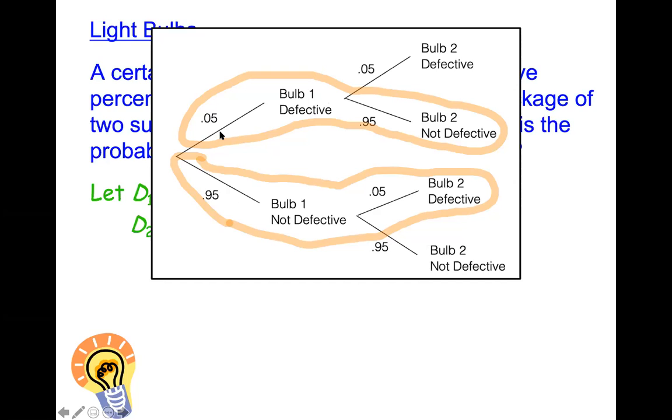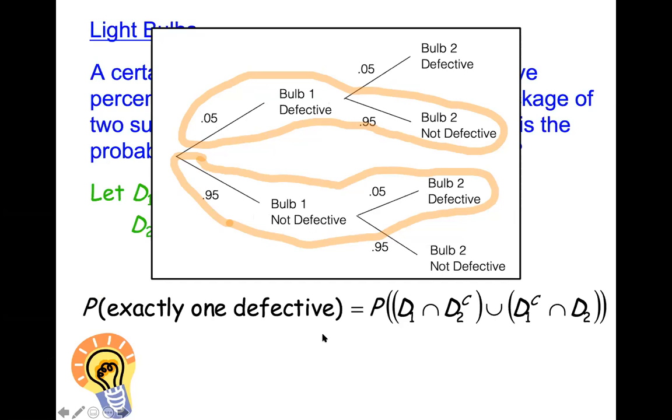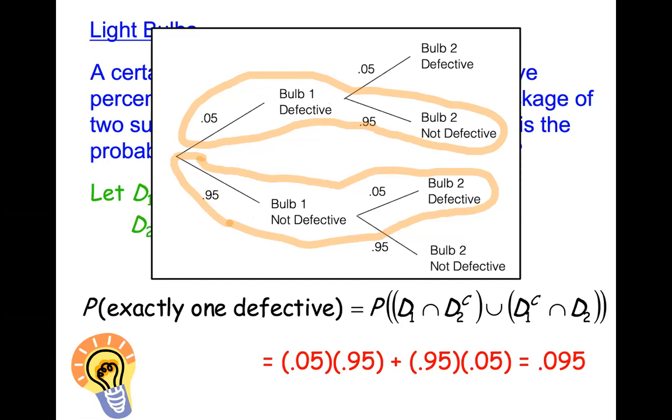To calculate this, I would go 0.05 times 0.95 and add that to 0.95 times 0.05. First bulb is defective and second bulb not defective, or the first bulb is not defective and the second bulb is defective. So that would be my solution.